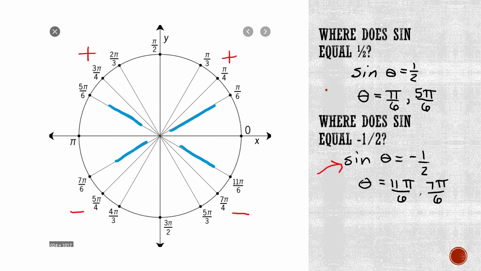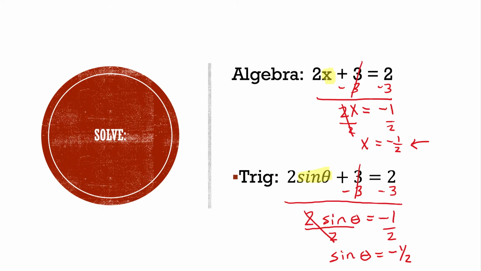All right, so I'm going to come back to my equation, and that is going to be my final answer to this trig problem. We're going to say that theta is equal to 11 pi over 6 or 7 pi over 6.